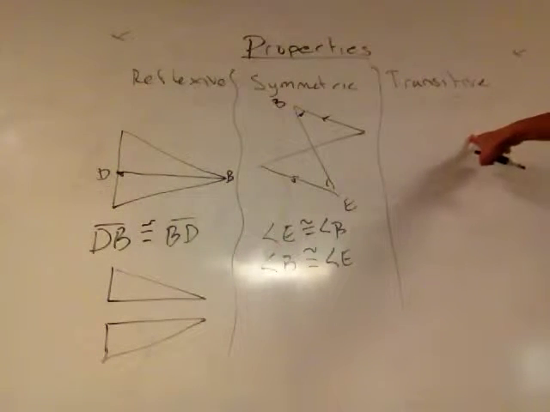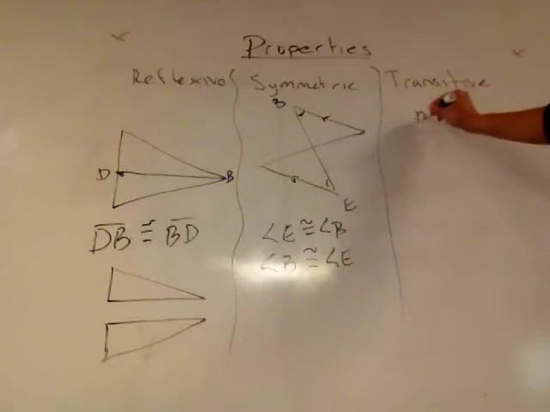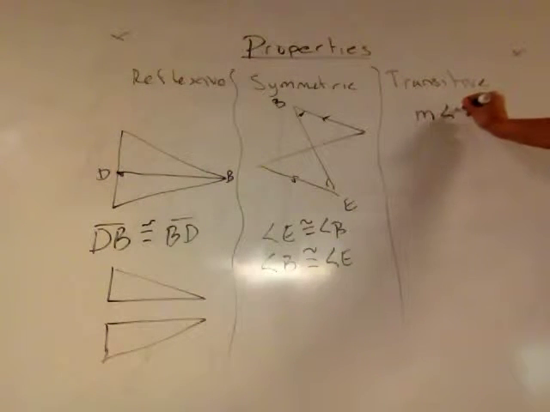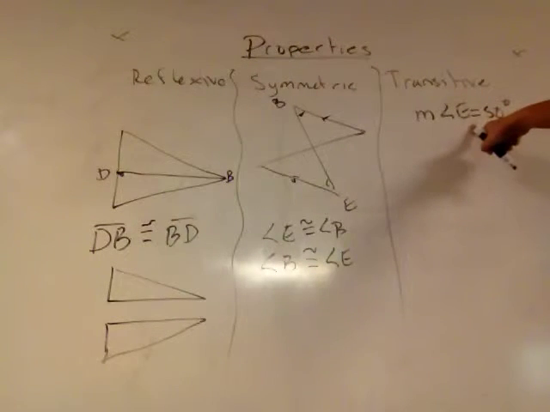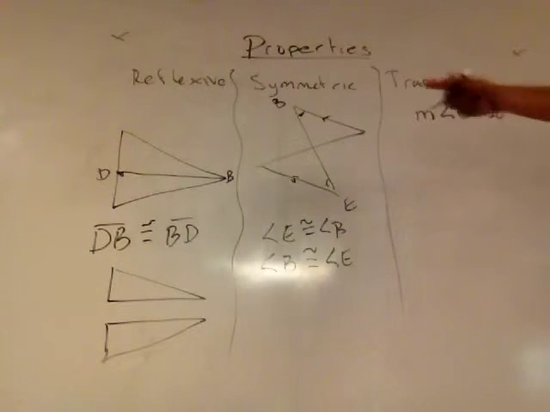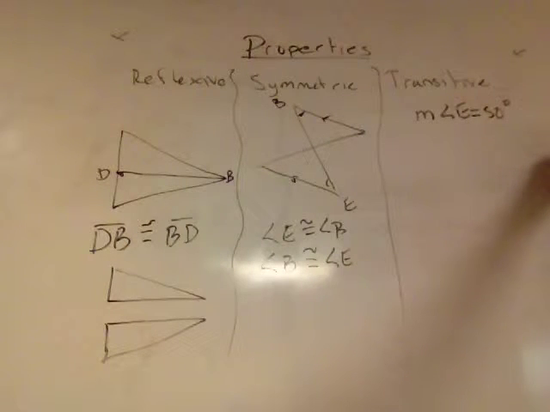All right, and then finally the last one is, what if I told you that the measurement of angle E is equal to 50 degrees? Well, if the measurement of angle E equals 50 degrees, then what's the measurement of angle B? Well, yeah, it's 50 degrees. If we slow down your logic slightly, we're going to use what's called the transitive property.